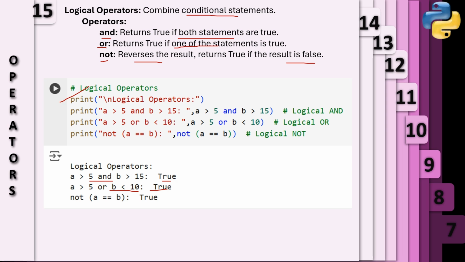Not inverts the result. 10 is equal to 20. This is obviously false, not reverses the result, so we get the result true. Next, we will explore bitwise operators.